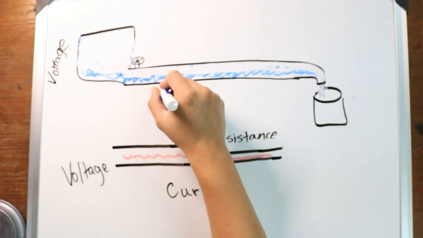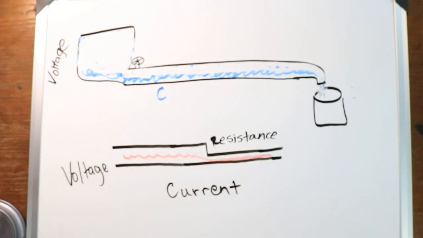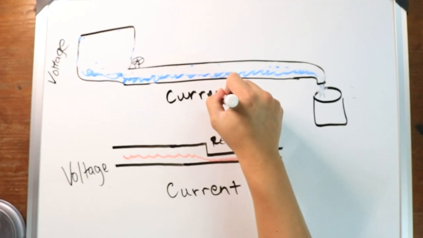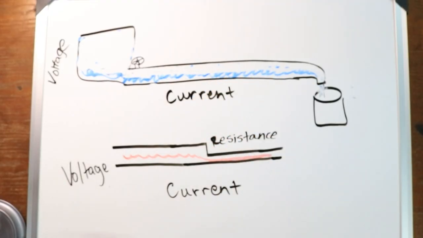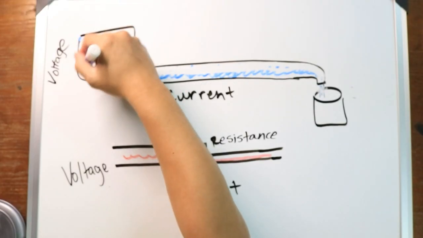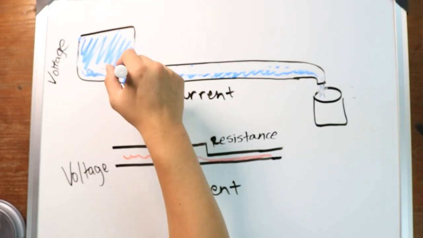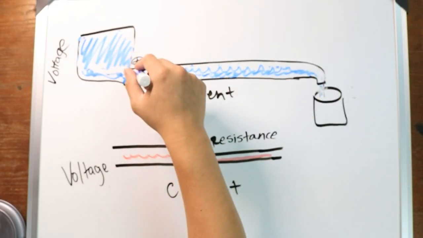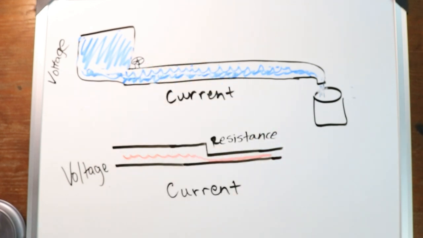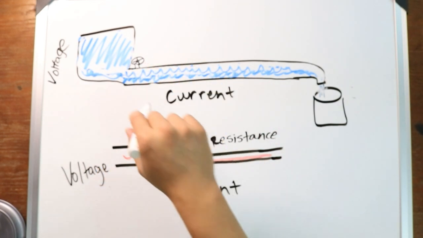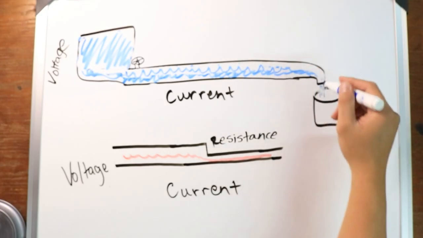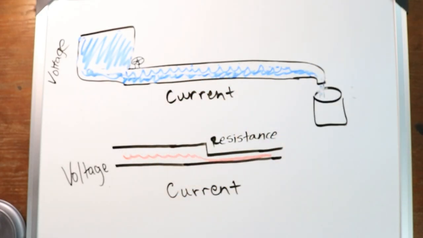The current is the flow of water. Okay, let's draw this water back again. So when you open that valve up, that flow of water is your current. Just like electricity, electrons are moving this way, the water is flowing a specific way, but that is your current, is your flow of water, flow of electricity.